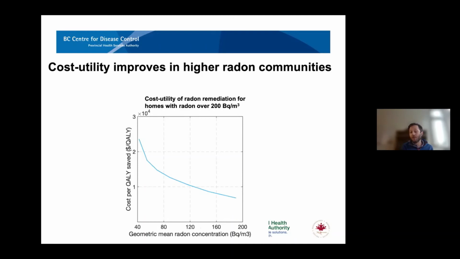So as you move from a low radon region to a high radon region, your cost utility improves and improves really quickly at the low areas, and then it flattens out. And I will say, if you look at the scale of this axis, even at the lowest areas, it's about $20,000 in your cost per quality adjusted life year, and that's actually quite good compared to many clinical interventions, many public health interventions. That's a pretty effective cost utility ratio.